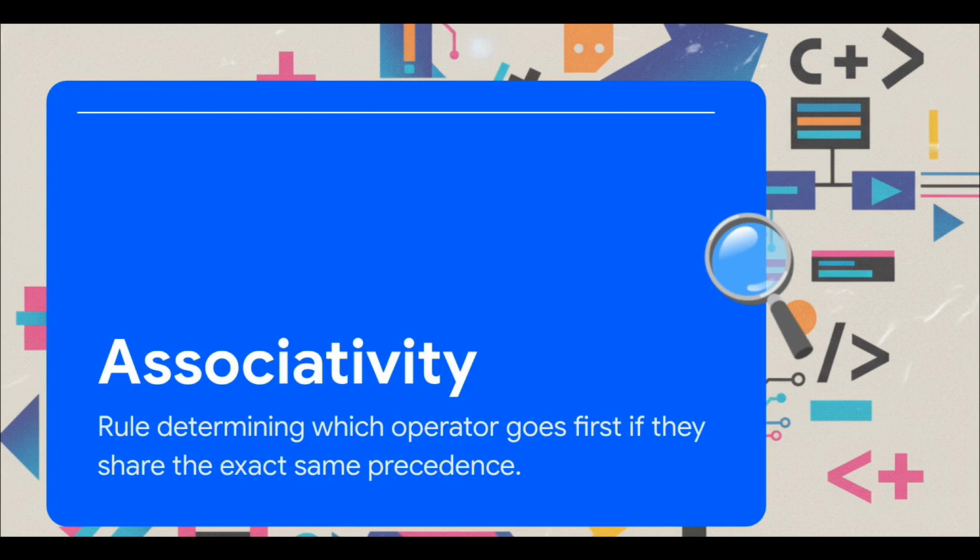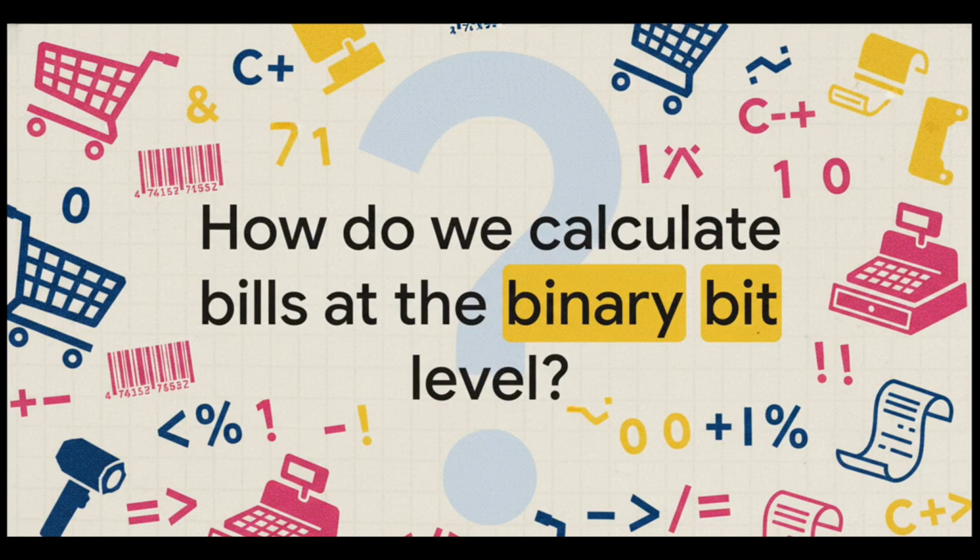But wait, what if 2 operators have the exact same precedence level, like say a multiplication and a division back to back? That is where associativity comes in. It's the rule, either left to right or right to left, that decides which operator goes first in a dead tie. It essentially acts as the ultimate tiebreaker for the compiler's reading direction, ensuring the math is done perfectly and consistently. Well, congratulations! You have successfully fixed the grocery checkout system.